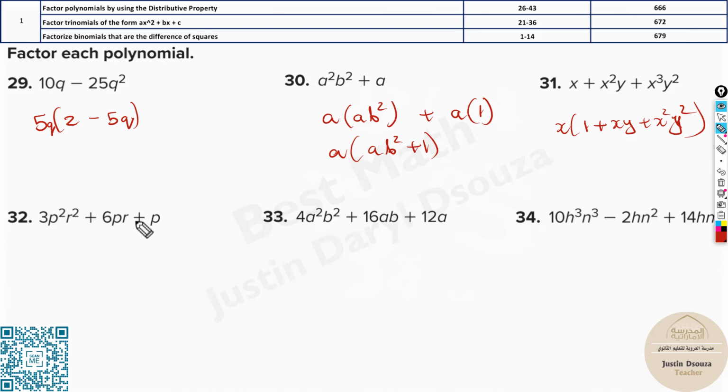And over here we can see it's again 3 terms. P is common outside with all the terms, so you'll have 3p(r squared plus 6r plus 1).